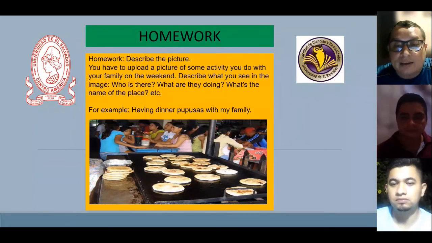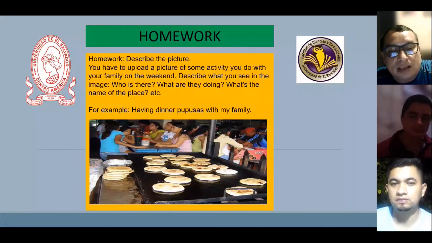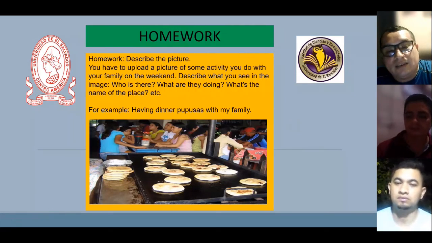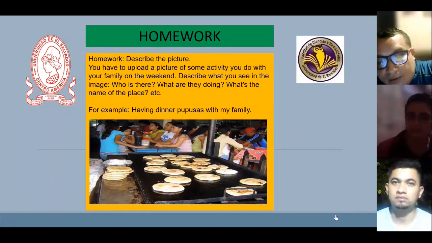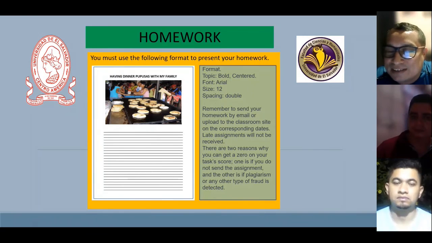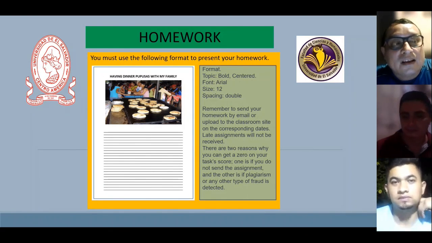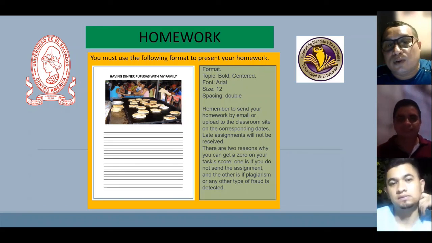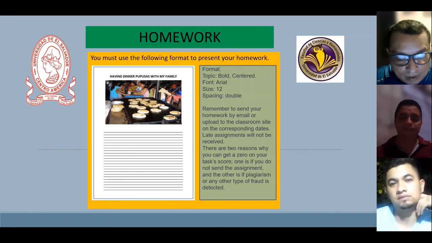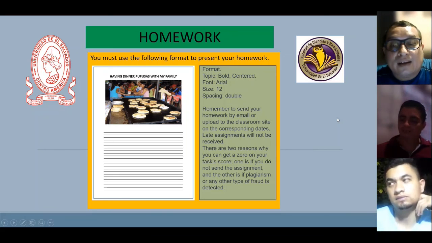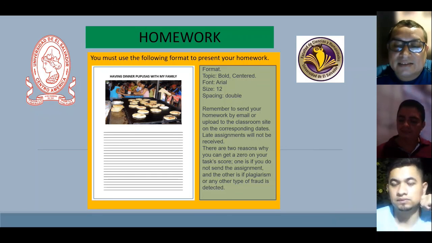and you have to describe what you see in the image. For example, having dinner pupusas with my family. Who is there? There are 5 girls. What are they doing? They are waiting for the pupusas. And what's the name of the place? Pupuseria Carlita, for example. And you must use the following format to present your homework. Remember, to send your homework via email or upload to the classroom site on the corresponding dates.